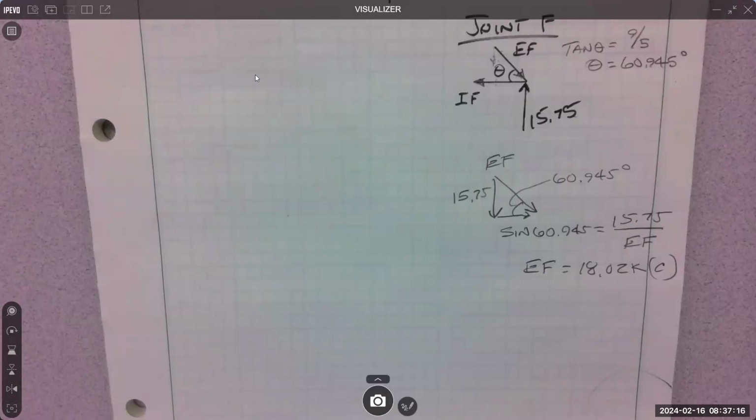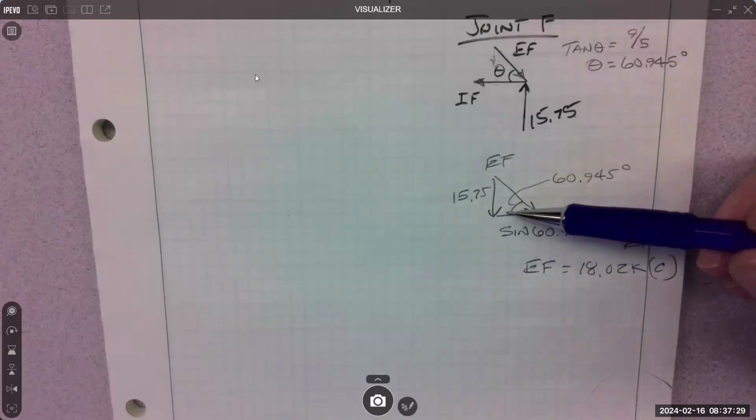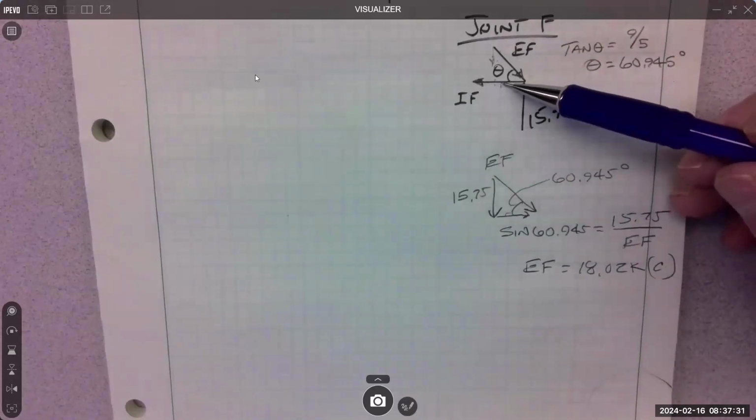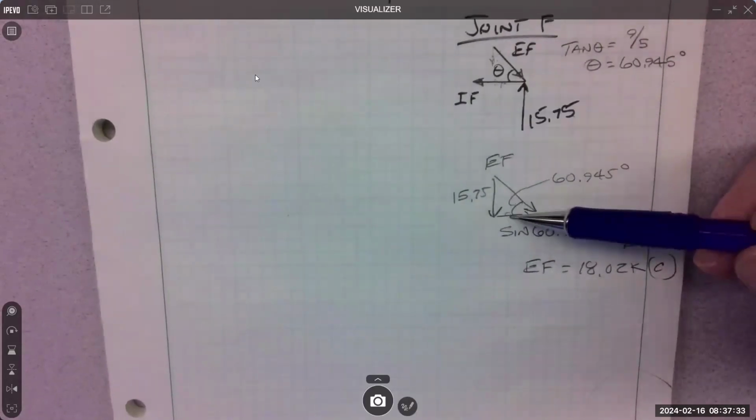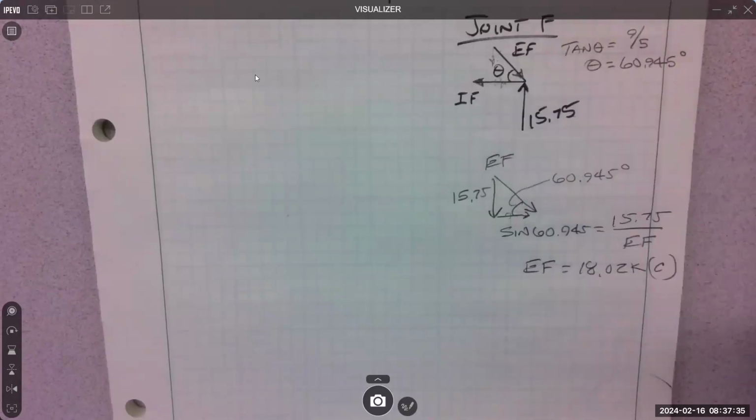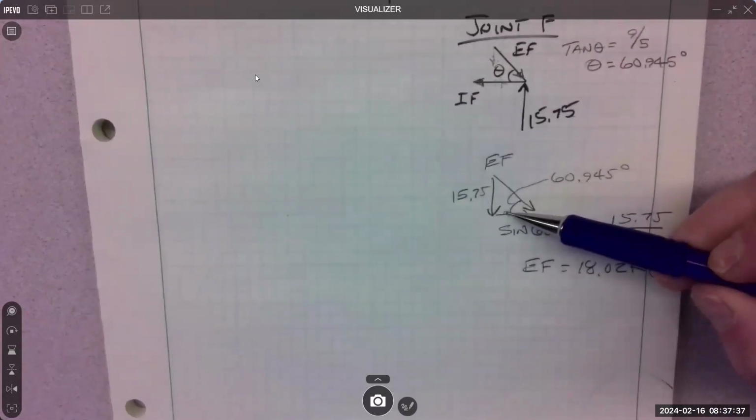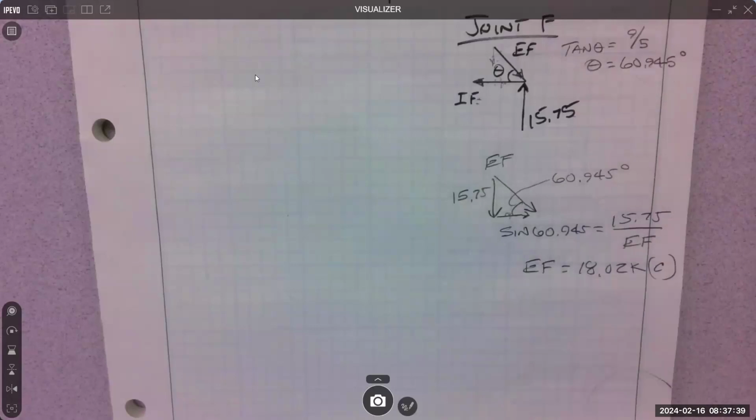EFX has to be the same as IF, just in the other direction. Yep, this and this have to be equal. They're the only two forces in the X. So if you just solve for this, that's equal to IF.